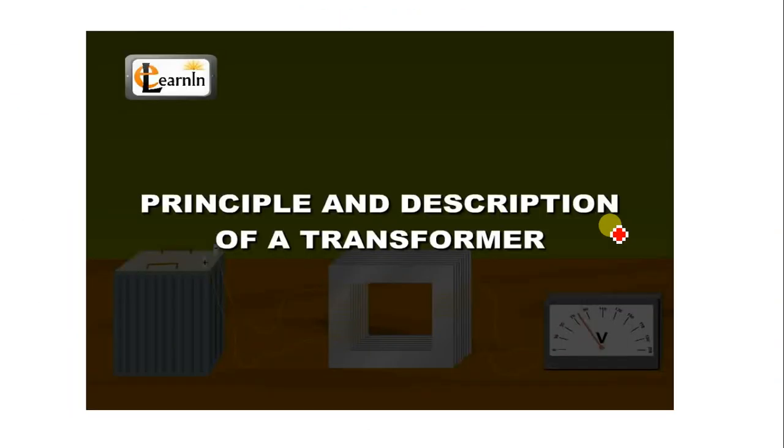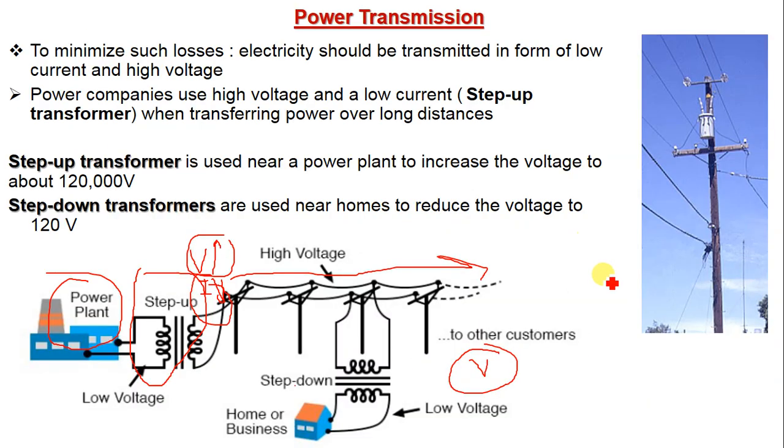Here you have two videos at the end of the lesson. You can check them to understand better. Okay, so here I will read the last slide with you. To minimize such losses, electricity should be transmitted in the form of low current. Always, in order to minimize the heating on wires, in order to minimize the loss of electricity, we want to minimize the current, and we use a step-up transformer.